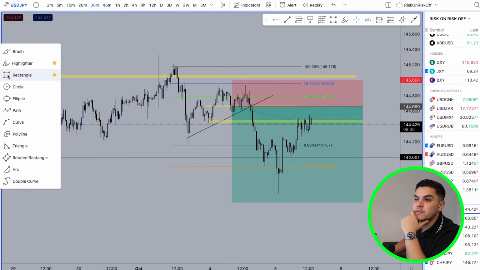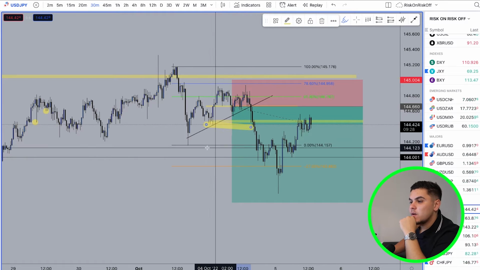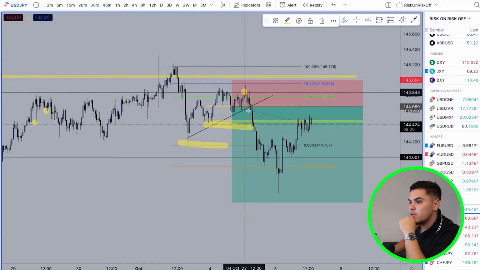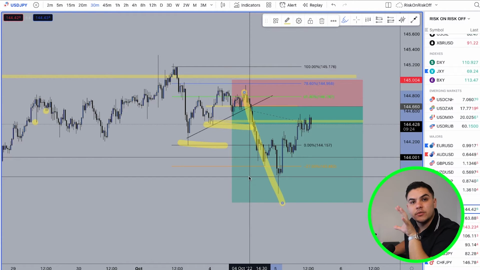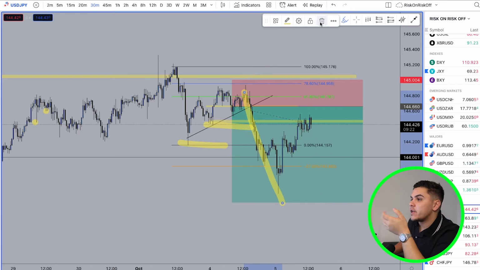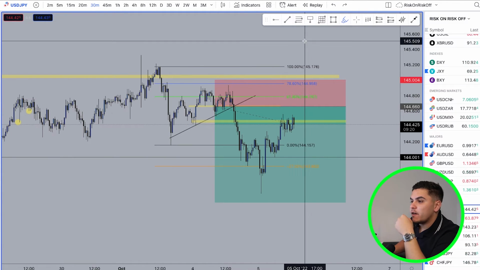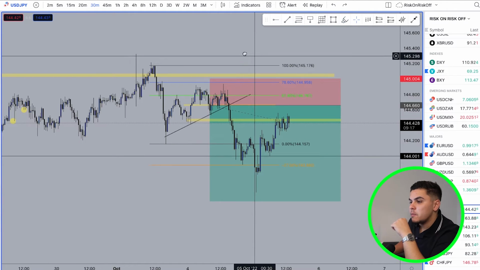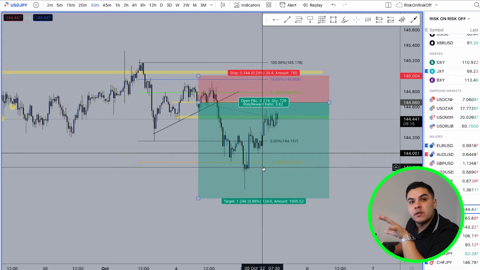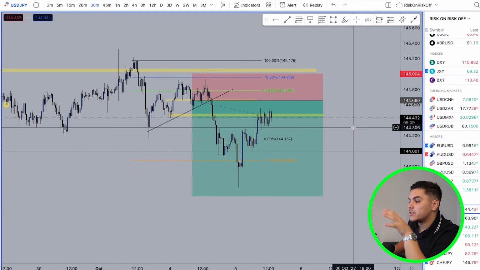So I'm going to use the highlighter for this. Once that low and this low was broken with this move to the downside, I had to lock in some gains. And there again, looking at my fib area on the Fibonacci, we hit that minus 27. So it's not always about where we want a trade or a currency pair to go. It is more so what it's actually trying to tell us.